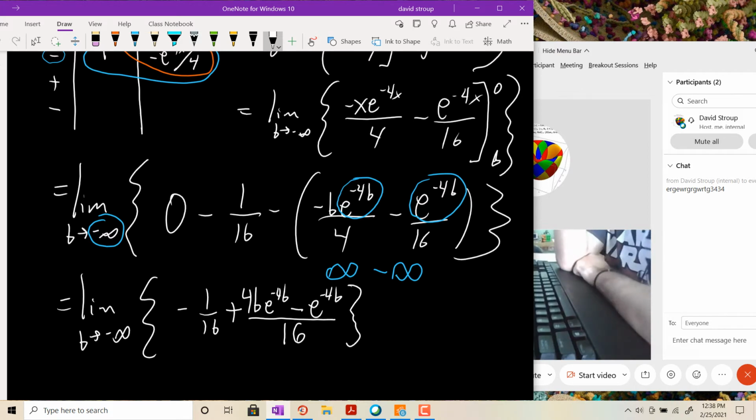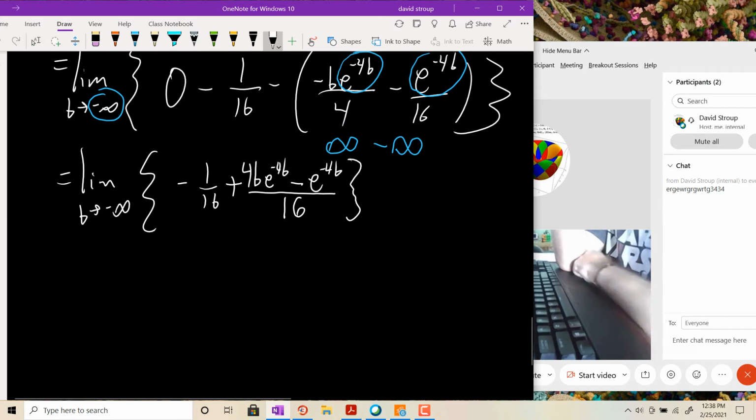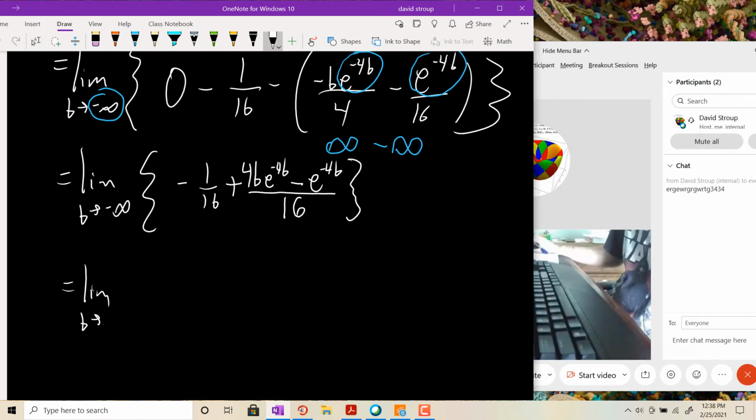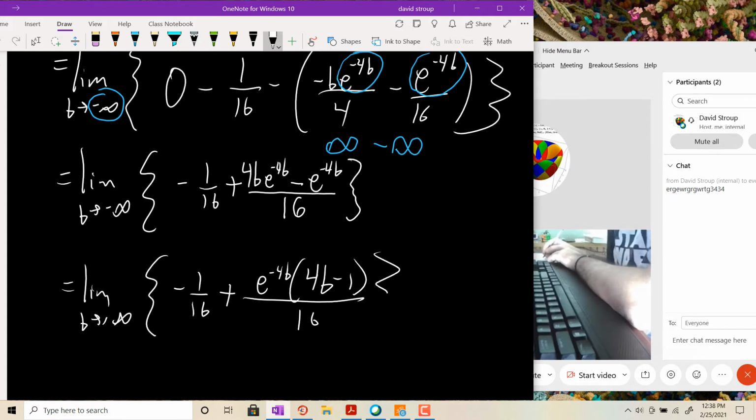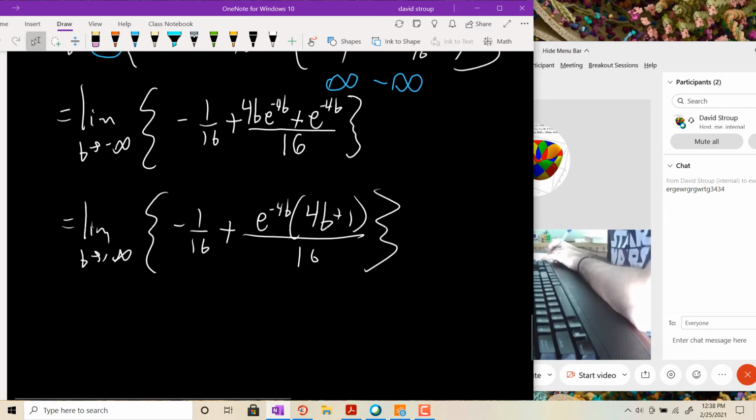And then that numerator, we can factor a little bit. So we'll have the limit as b goes to negative infinity of negative 1/16 plus, I can factor out an e to the negative 4b times 4b minus 1 all over 16. If I distribute a negative, that would be plus. So 4b plus 1 is a line with a positive slope.